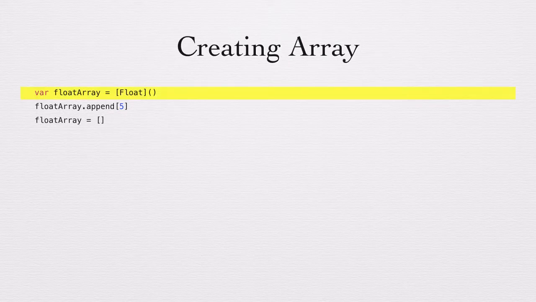In all our previous examples, we initialized the array at the time of its declaration. You may create an empty array as shown here. Each element of the array will be of type float. The array now contains one element. This statement makes the array empty.